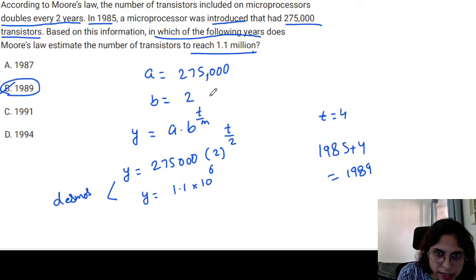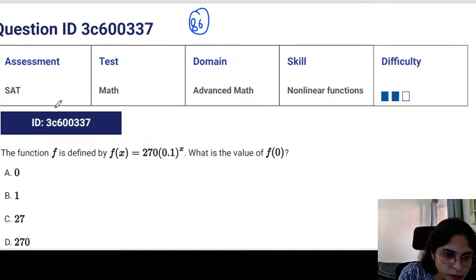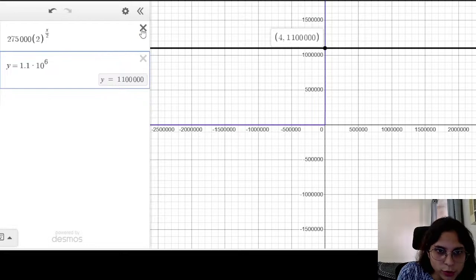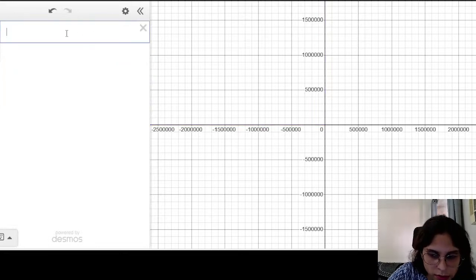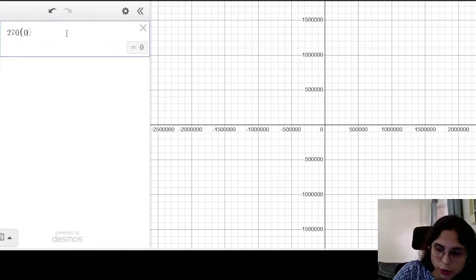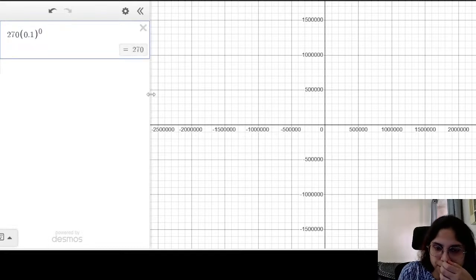Next one is question number 86. Defined by 270 times 0.1 to the power x, what is the value of f of 0? So 0.1 to the power 0 is 1, or you can directly see this is your y-intercept. So the answer is 270. Or you can also go to Desmos and just type 270 times 0.1 to the power 0. You will get 270.